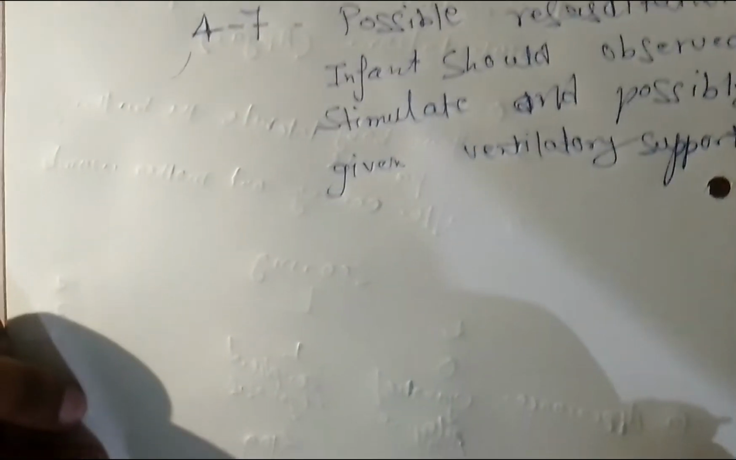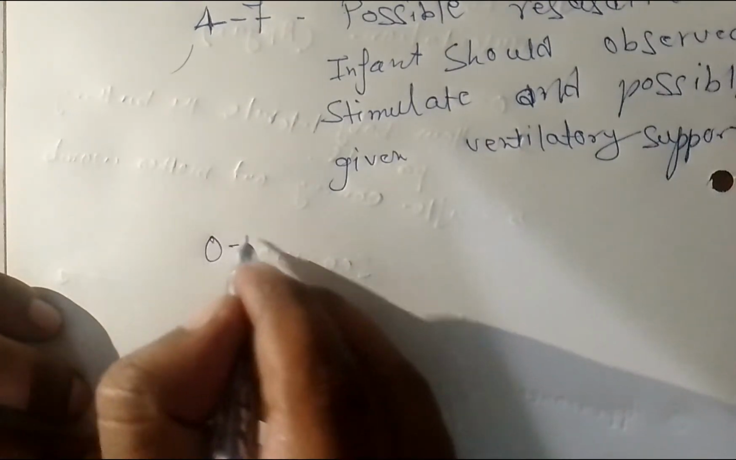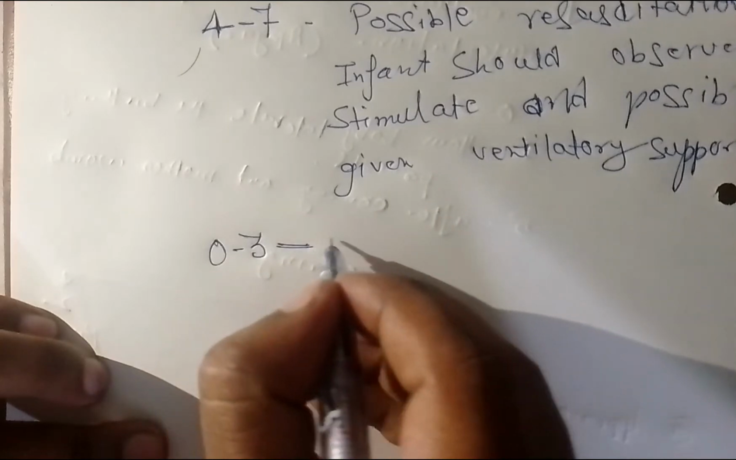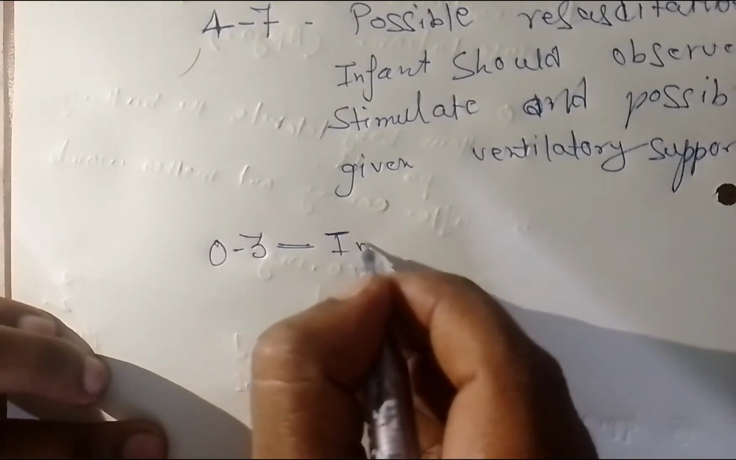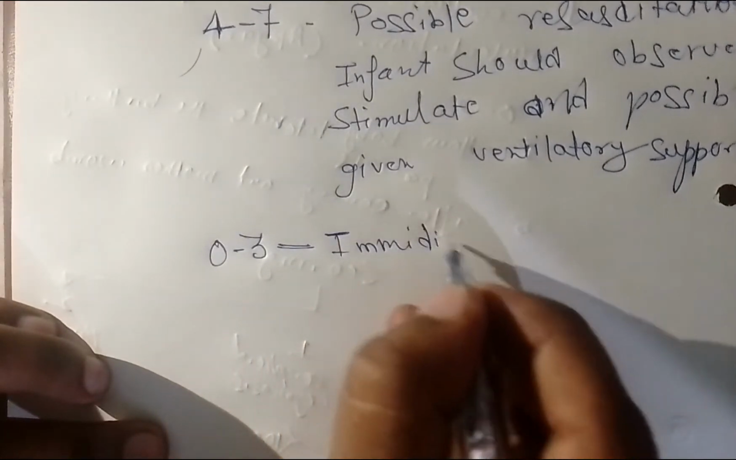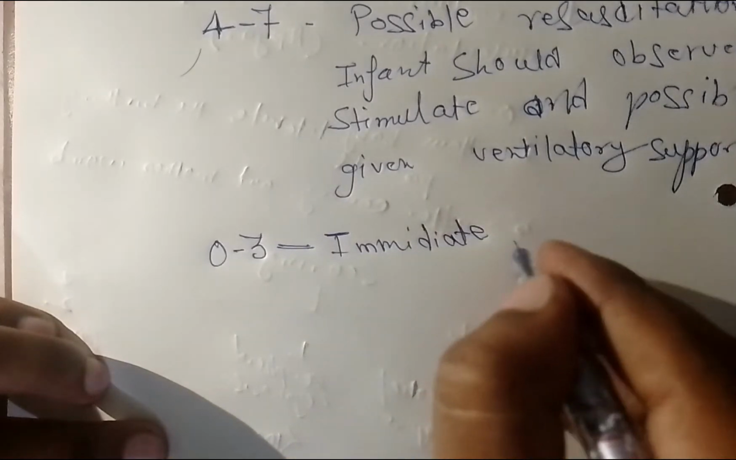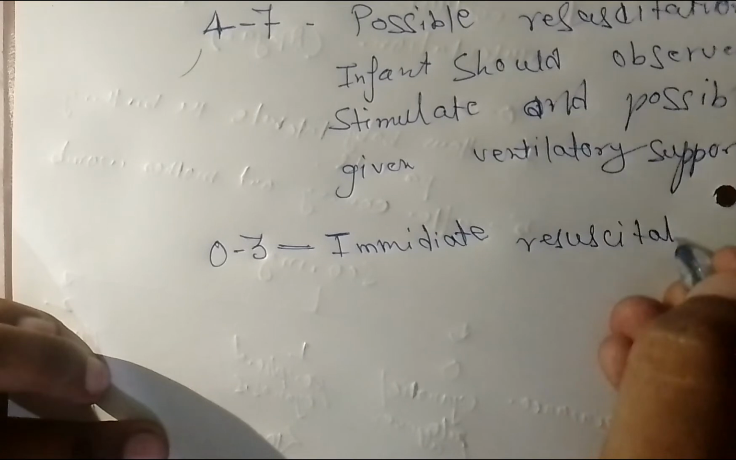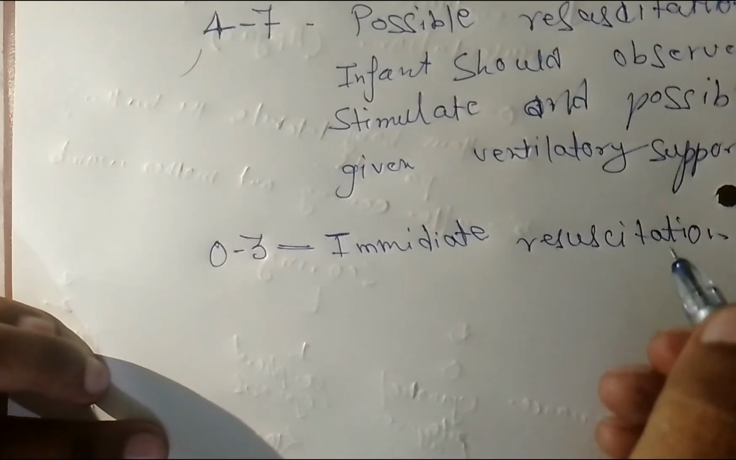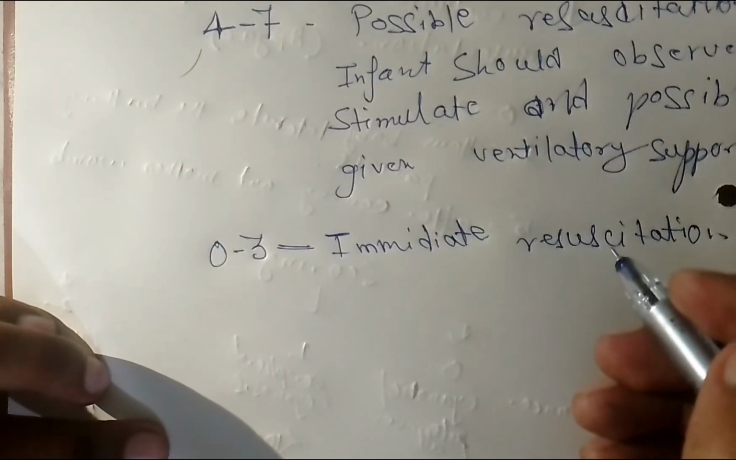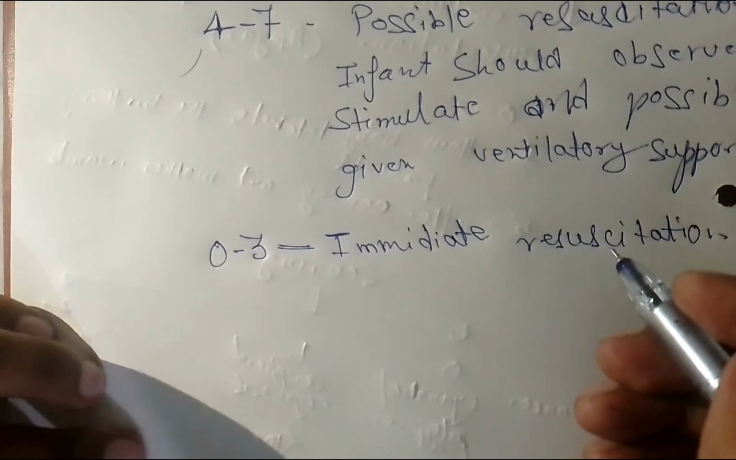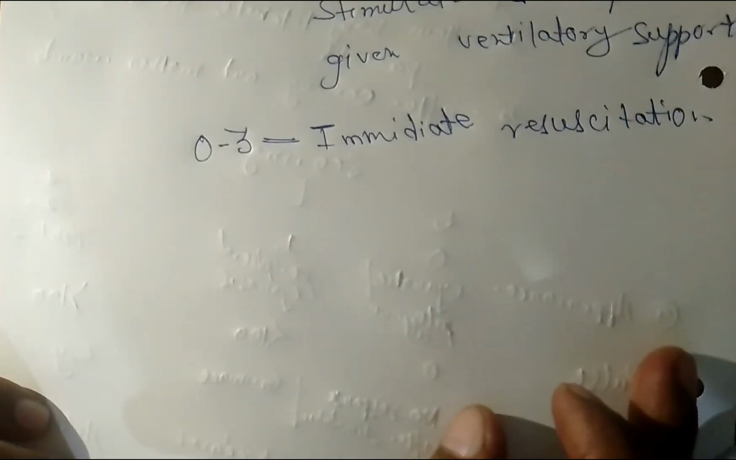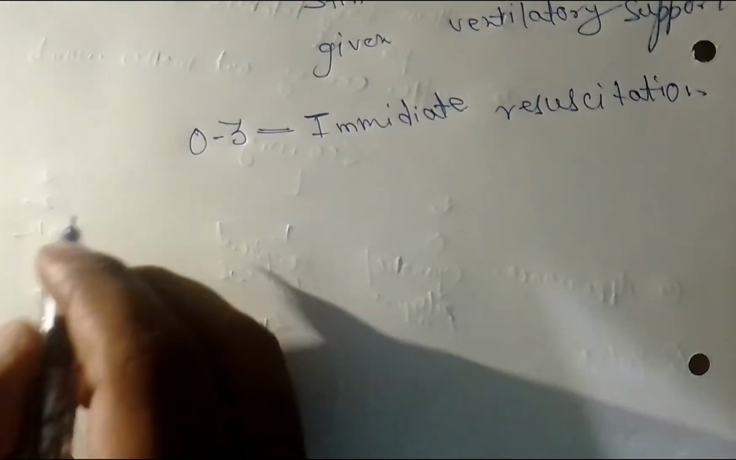If the score is 0 to 3, that needs immediate resuscitation. Like we need to do CPR, and we need to give symptomatic treatment, and we can go for one case.